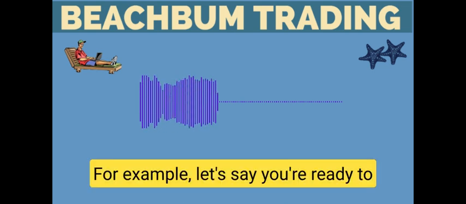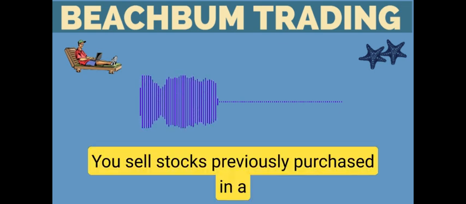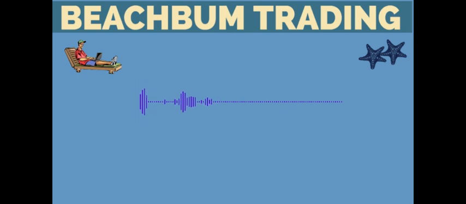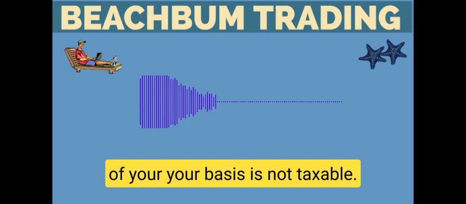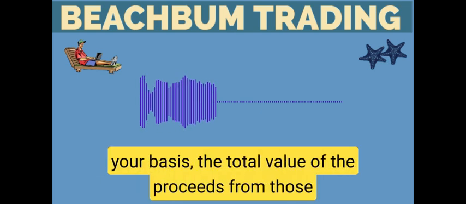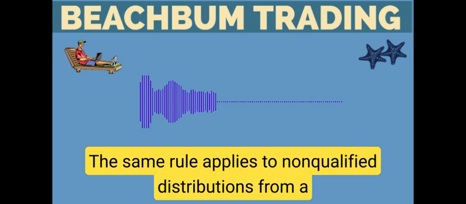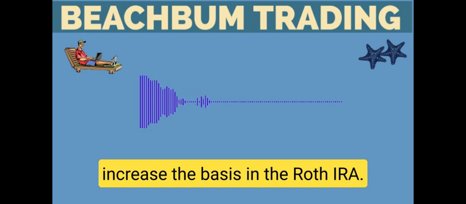For example, let's say you're ready to take a distribution from your traditional IRA. You sell stocks previously purchased in a wash sale and withdraw the proceeds. Normally, the portion of the distribution considered part of your basis is not taxable. Since your purchase in the wash sale did not increase your basis, the total value of the proceeds from those shares is taxable when distributed from your IRA. The same rule applies to non-qualified distributions from a Roth IRA, in that the wash sale does not increase the basis in the Roth IRA.